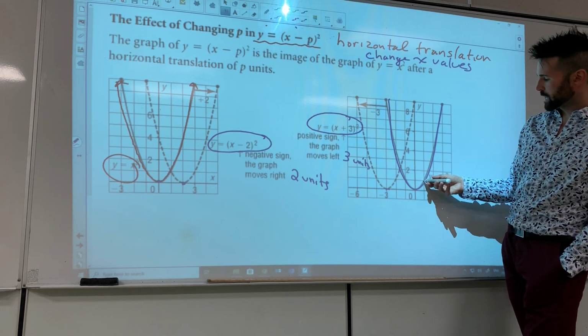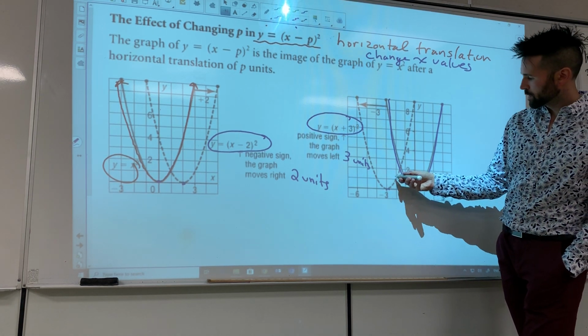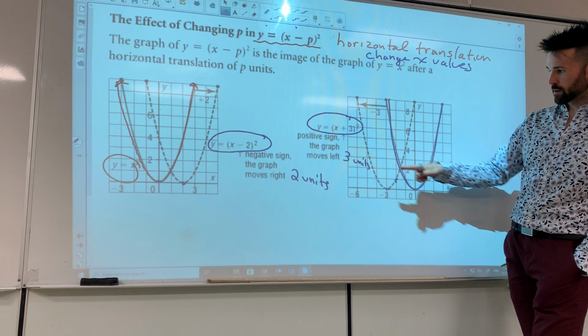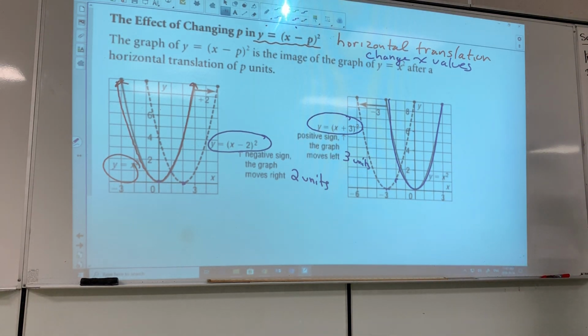Check out this point, that's x equal 1. It goes 1, 2, 3, there it is. Okay, so everything's moving that way. So it always moves in the opposite direction you'd expect.